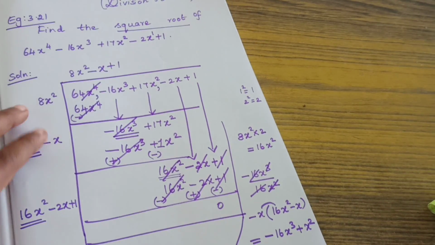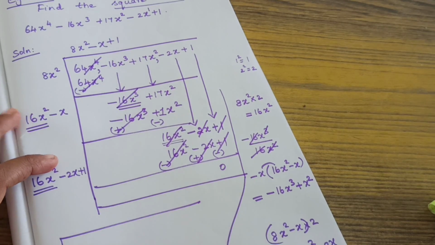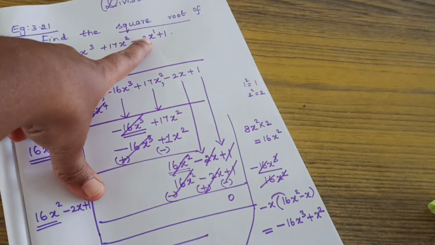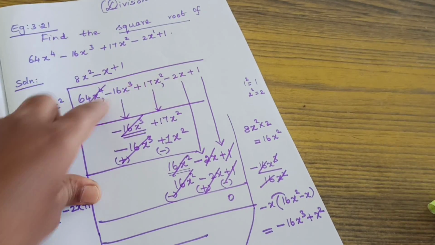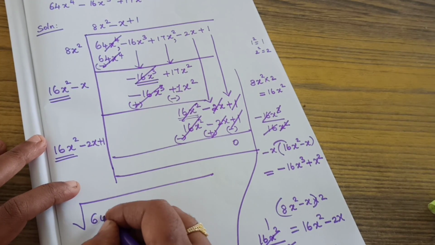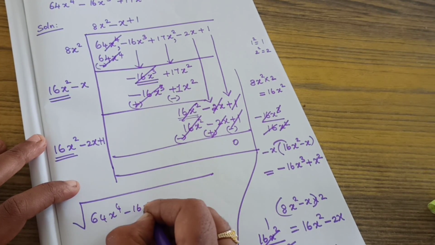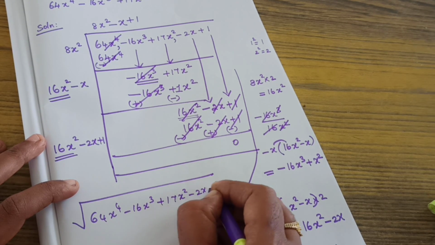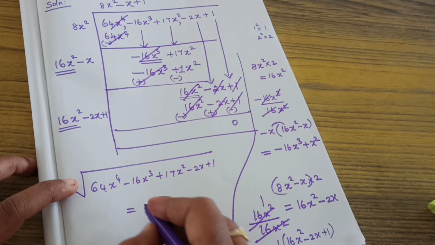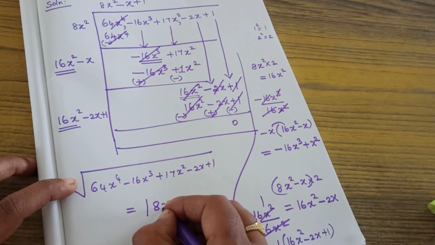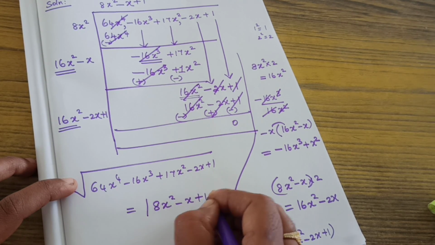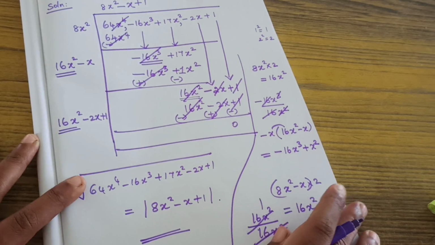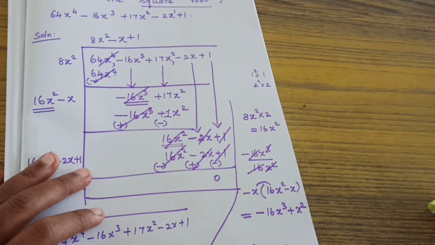So here listen, we need to write the question. Here the wording they gave is, find the square root of 64x power 4 minus 16x cube plus 17x square minus 2x plus 1, which is equal to modulus of 8x square minus x plus 1. That's all. By the division method we solved this problem. Got it?